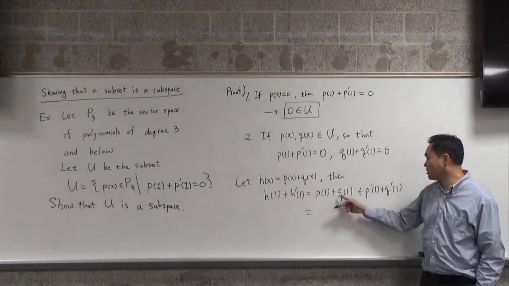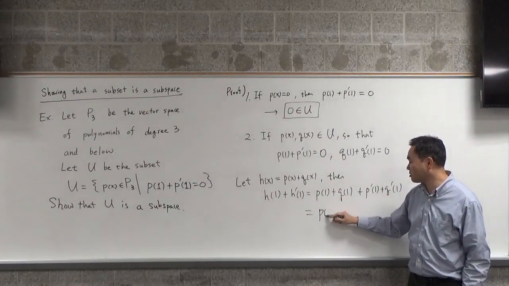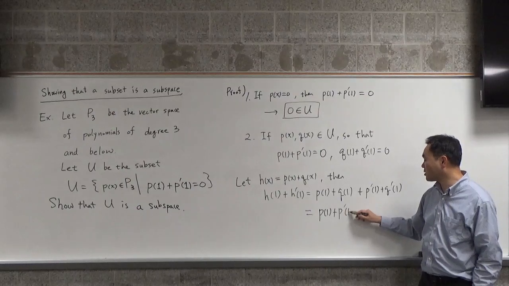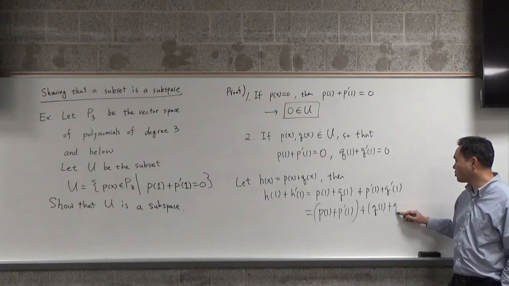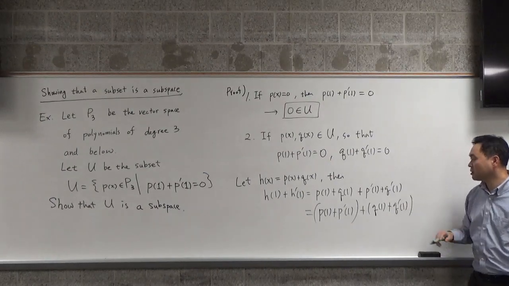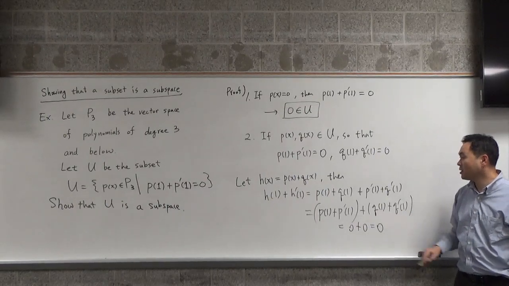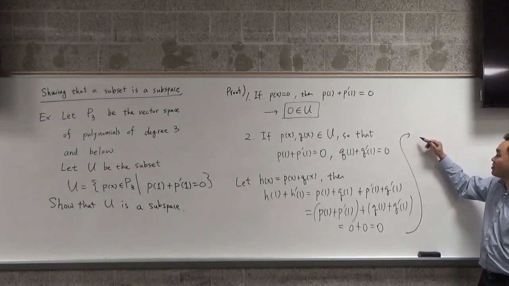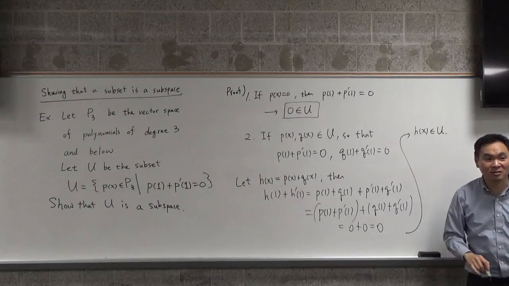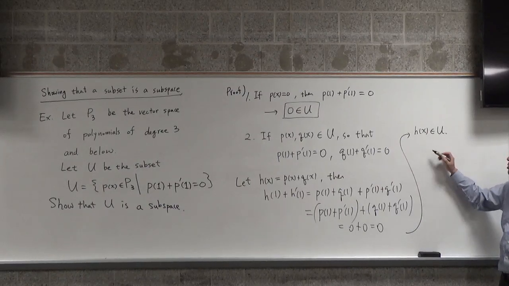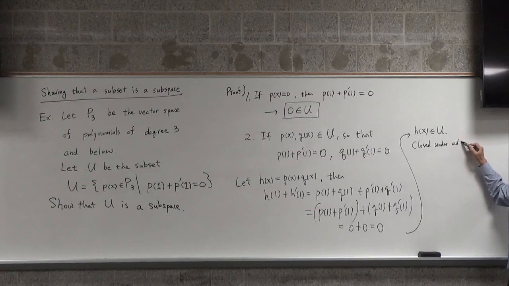And then you can just shuffle them around because addition is commutative. I can put p(1) plus p'(1) together, plus q(1) plus q'(1) together. Then this will be 0, this will be 0, so you end up with 0 plus 0, which is 0. And this shows that h(x) is in U, so we show that it's closed under addition. Okay, so closed under addition.